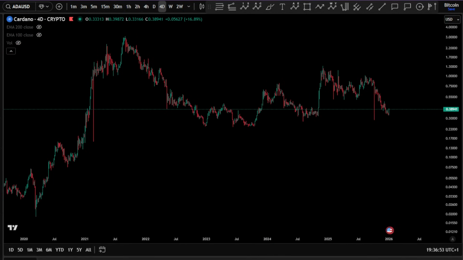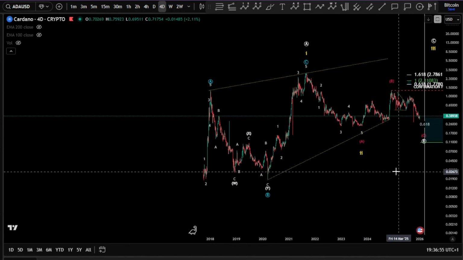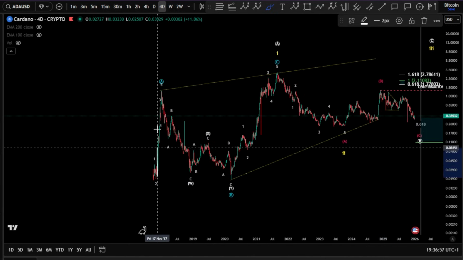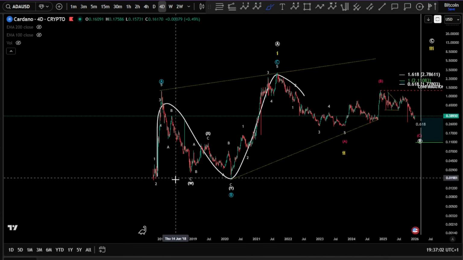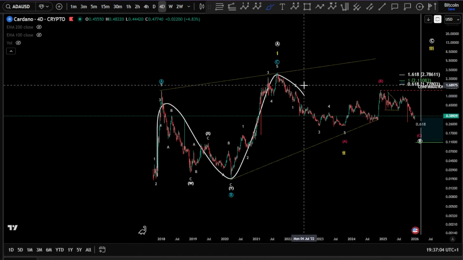ADA, for ADA as well, we are looking at the all-time history here. For ADA, we have this double 1, 2. And of course, it might be an ABC zigzag, which is a wave A, or it can be 1, 2, and another 1, 2, which I doubt.